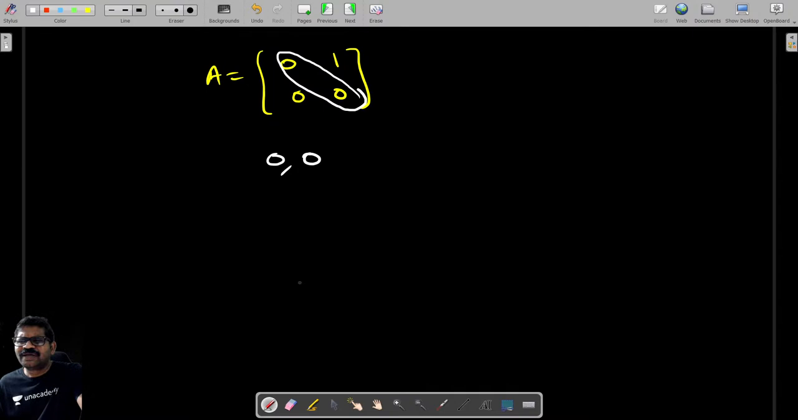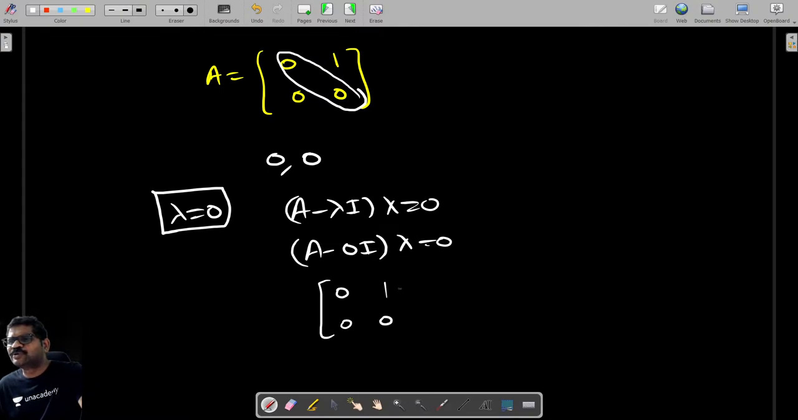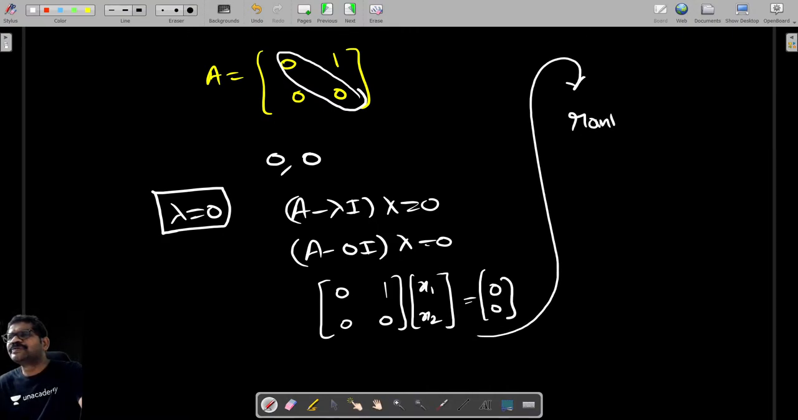Here, if you calculate eigenvectors corresponding to lambda equal to 0, if you consider A minus lambda I of x equal to 0, A minus 0 I of x equal to 0, it is nothing but A x equal to 0, means 0, 1, 0, 0 into x1, x2 equals 0, 0. What is rank here? Rank is 1. Rank of A minus 0 I is 1. Number of variables 2.